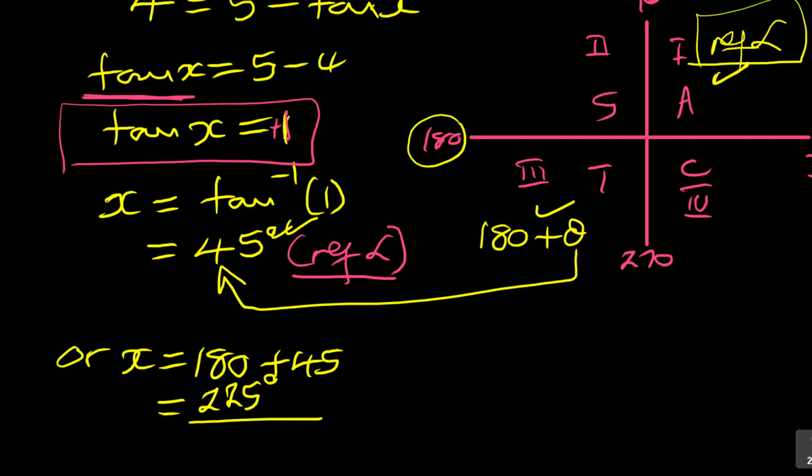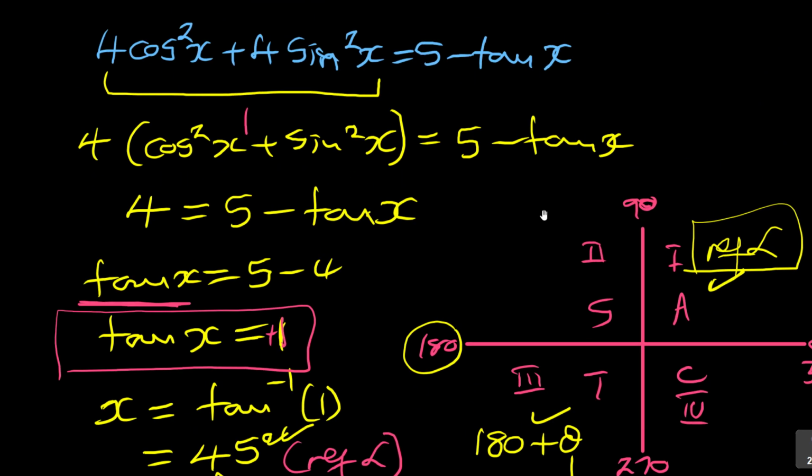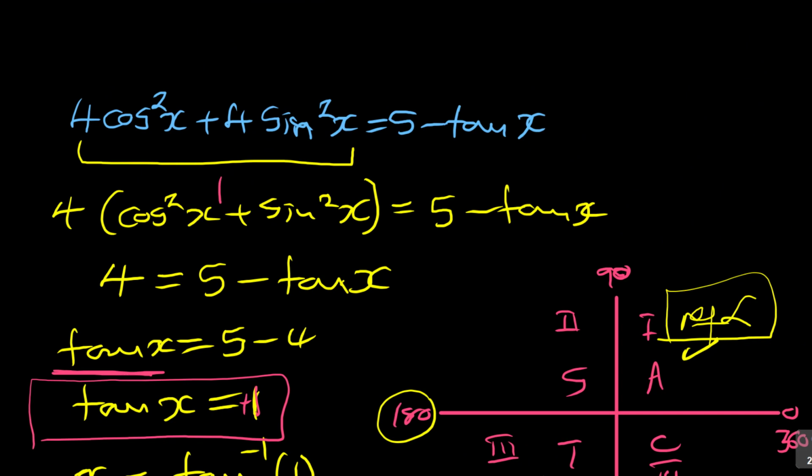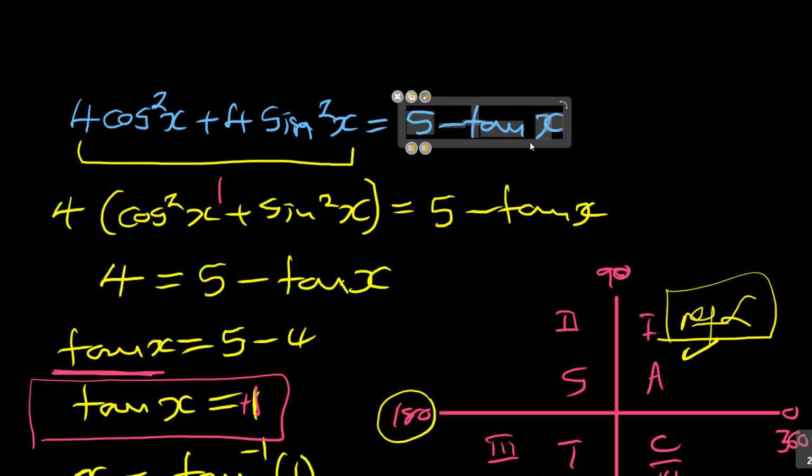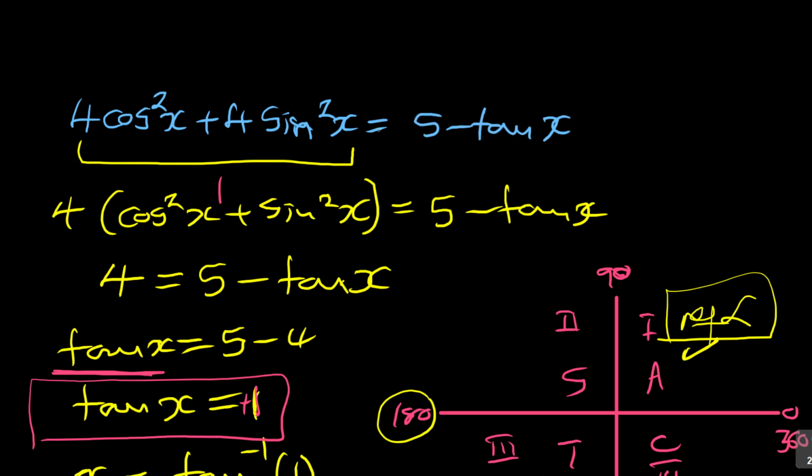All right, now let me change it like this. Let's change this question. I'm interested in this question. Let's make this question like this. Instead of having this one, let's redo this question, and I pull this and say minus 5. I want to show you something. It will be 4 cos squared x plus 4 sine squared x is equal to minus 5 minus 10 tan x. Let's solve it like that.